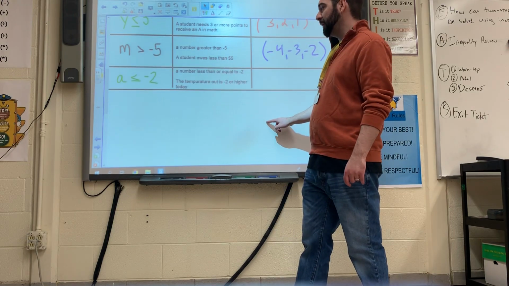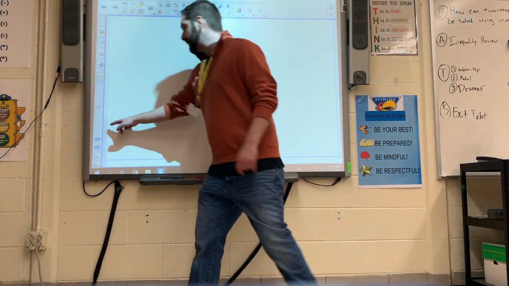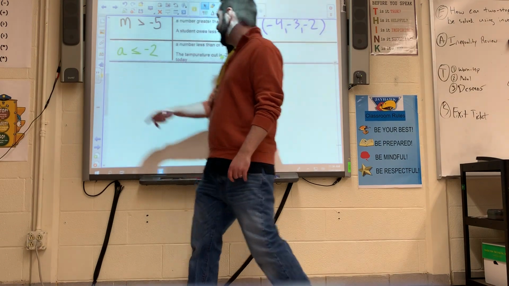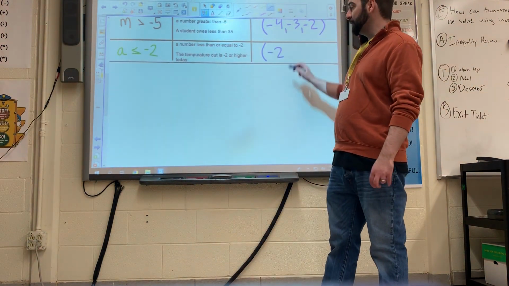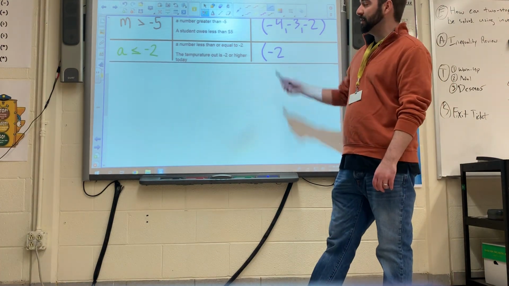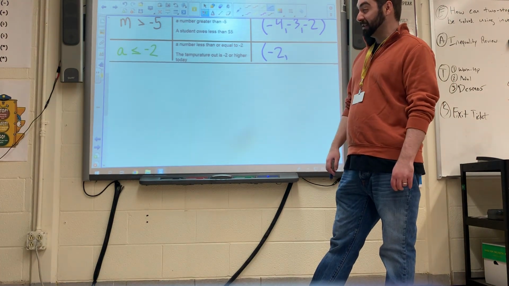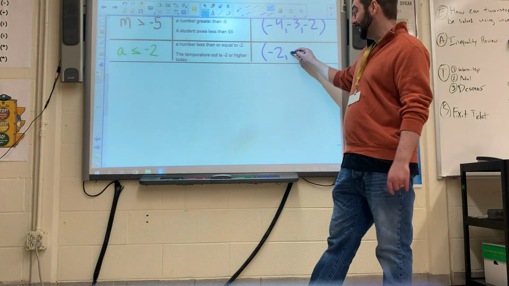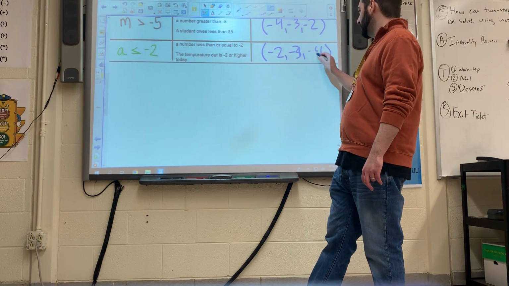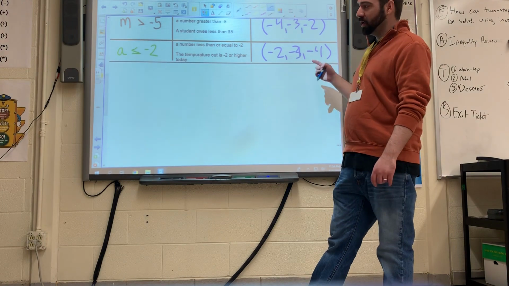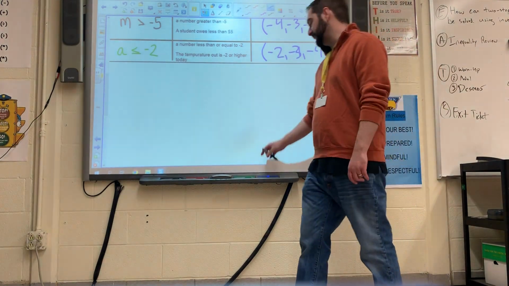Last couple we have here. Okay, A is less than or equal to -2. Again, since it says or equal to, I'm going to start my solution set with that boundary -2. I'm looking for numbers that are less than to the left, meaning -3 and -4. All these 3 numbers are all to the left of -2.